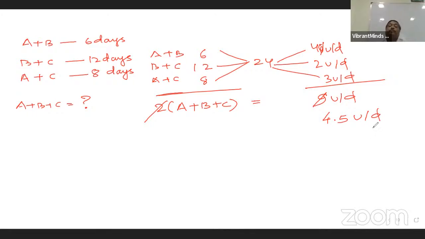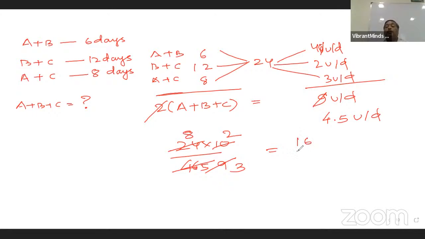How many days? Total units is how much? 24 divided by 4.5. Remove the decimal. We have a 10. 5 nines are 45, 5 twos, 3 threes, and 3 eights. So how many days? 16 by 3. And 16 by 3 is what? 5 1 by 3 days. 5 1 by 3 days. And this is how you can complete the job. Is it clear, everyone?